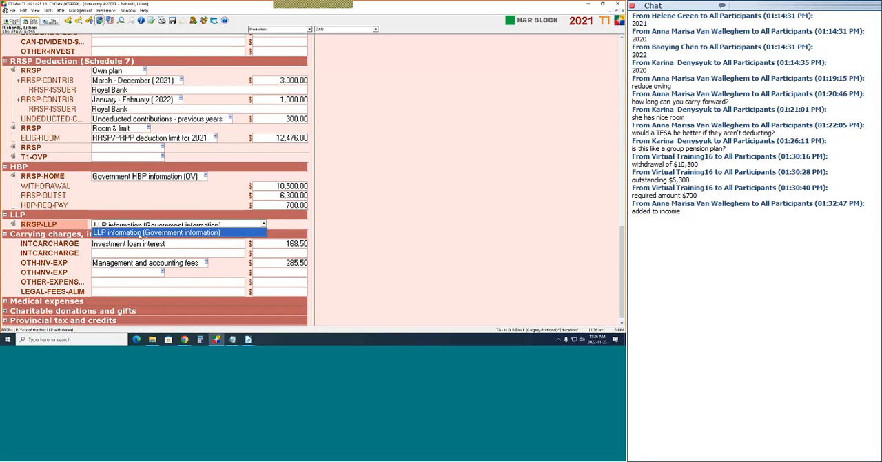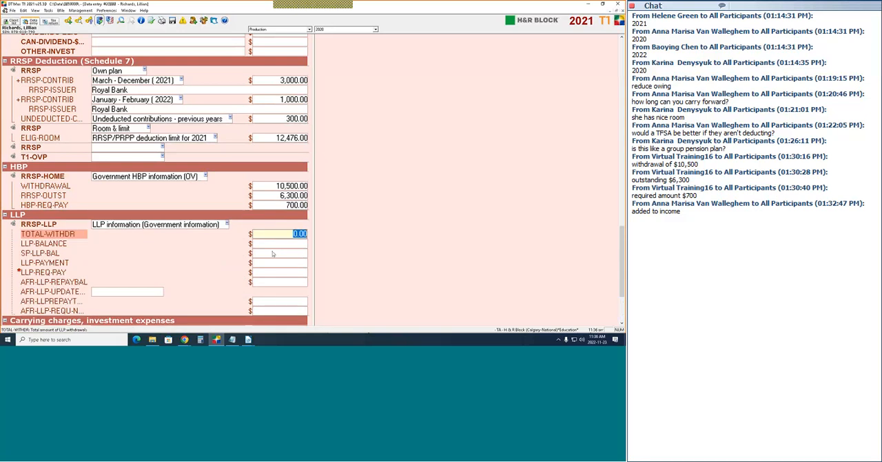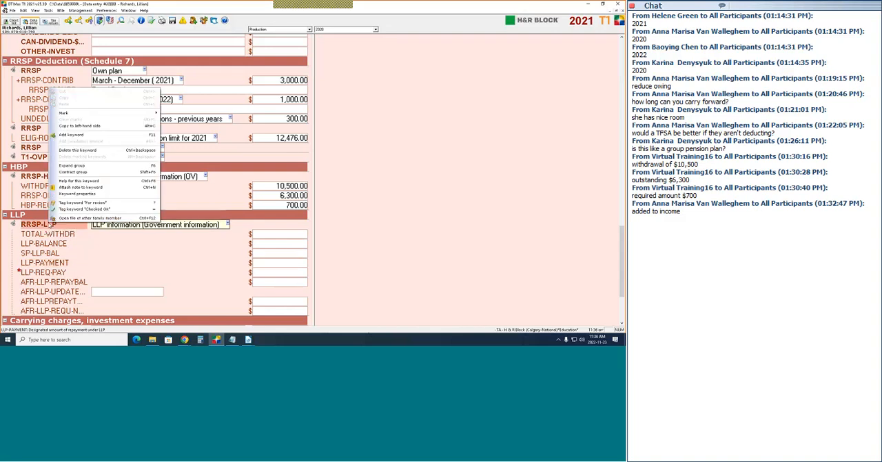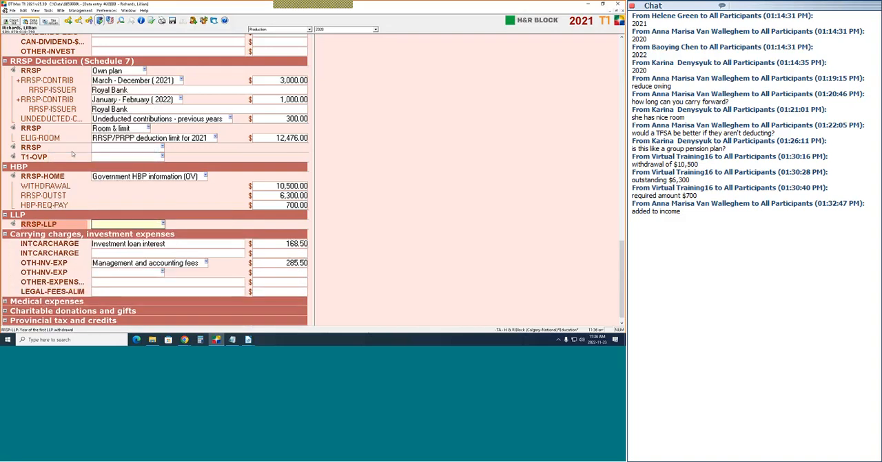It's going to be government information. You need the withdrawal, total withdrawal, the balance owing, the required repayment, and then if you want to change the amount, if you want to designate more or designate less, you can choose it here as well. So the data entry will be the same. I will take that away so that I don't have a red star.